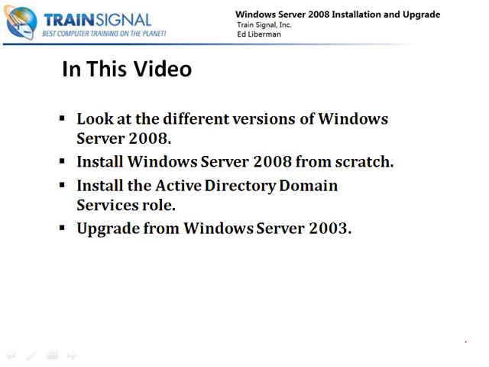And when I say from scratch, I mean from a blank computer, a computer that has a new hard drive with nothing on it. After we install Windows Server 2008, I will show you how to install the Active Directory Domain Services role. Now this is one of the most significant roles within the operating system when working in a Windows Server 2008 network. After we have Windows Server 2008 installed and we see how to install the Active Directory Domain Services role, then I will show you how to upgrade from Windows Server 2003 in case you have any of those old computers laying around that need to be upgraded.